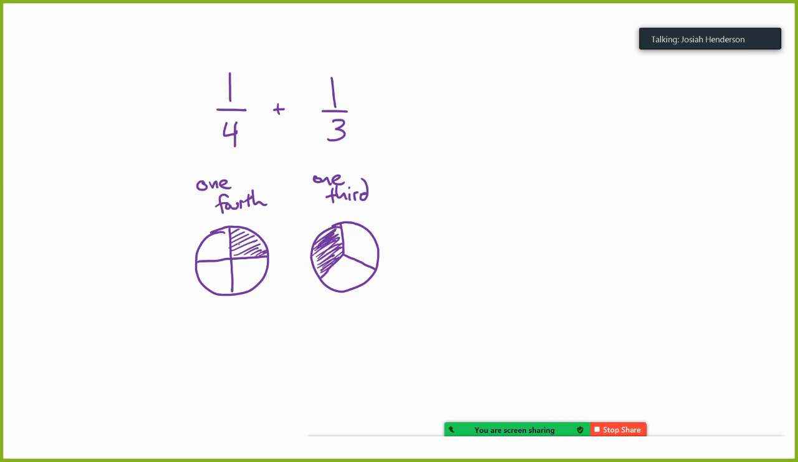And this is why we have to have the same denominator when we're adding fractions, so that we can basically count them up in the same chunks. Right now, my fourth is this amount and my 1/3 is the other shaded amount, but this is a little bigger looking than a fourth.